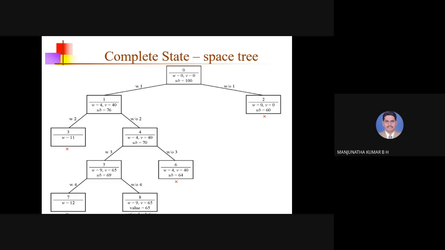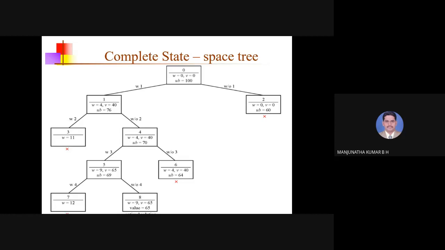Node 4 upper bound is 70. Explore node 4 again. You will get two nodes, with 3 and without 3. Node 5 is 69, node 6 is 64. When I compare the upper bounds, 69 is best. That is, node 5 is best.